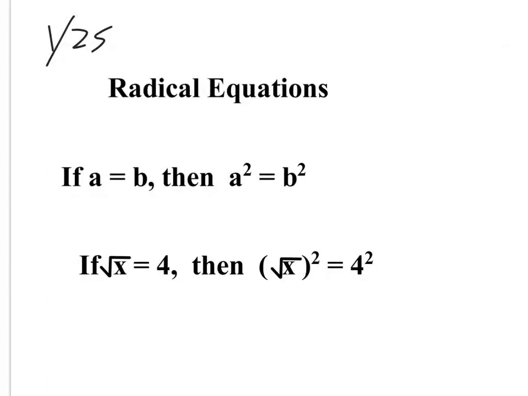All right, today we're going to talk about radical equations. If a is equal to b, then if I was to square a, that would mean that b would be squared. And I can use this to solve a problem like this. If the square root of x is 4, then I can square the square root of x, and that gives me 4 squared. This is called the power property of equality. If you square both sides of a true equation, then the resulting equation is true.